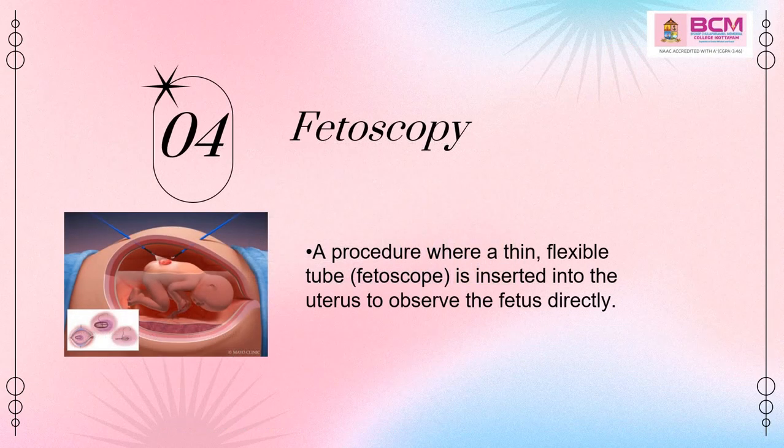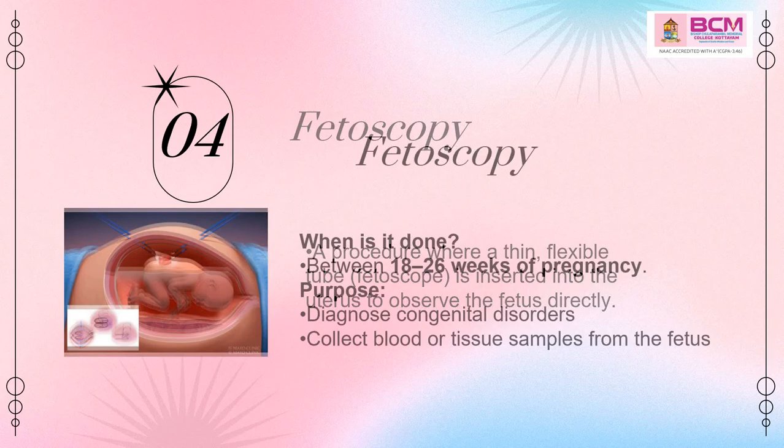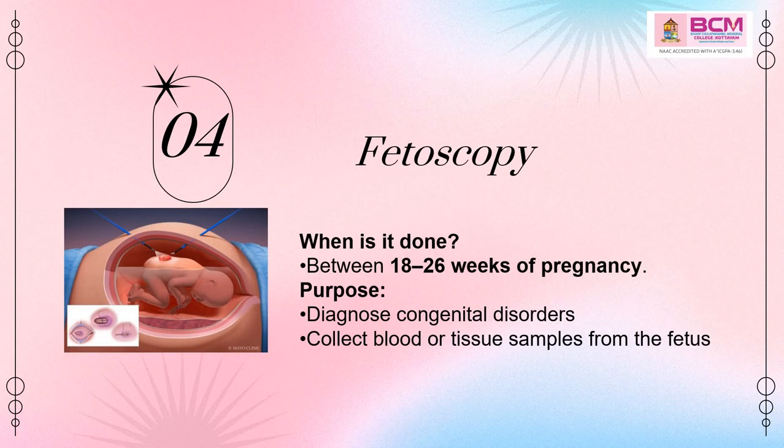Now let's talk about fetoscopy, another invasive technique. Here a thin tube called a fetoscope is inserted into the uterus to directly observe the fetus and even collect blood or tissue samples. It's performed between 18 to 26 weeks of pregnancy and is typically used to diagnose congenital disorders or perform surgical interventions in the womb. Due to its higher risk of miscarriage, around 1 to 3%, it's only done when absolutely necessary.